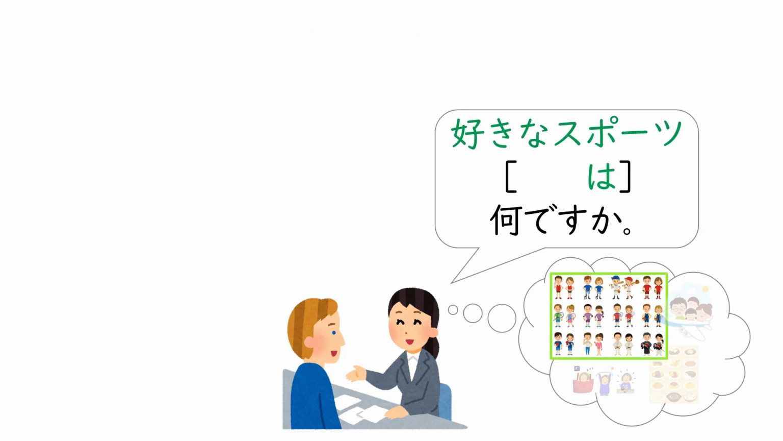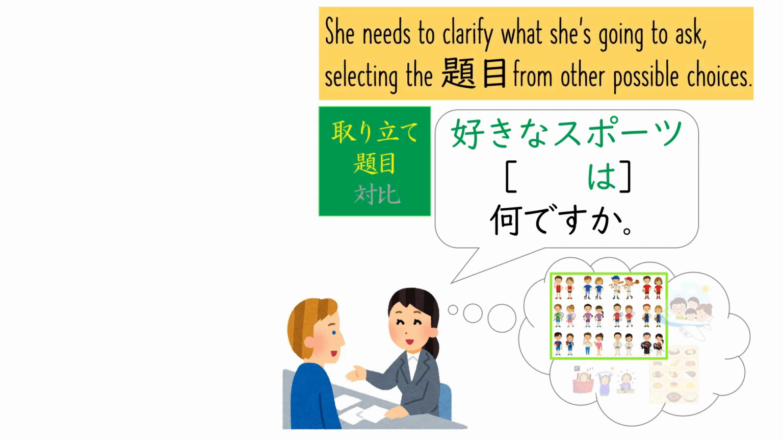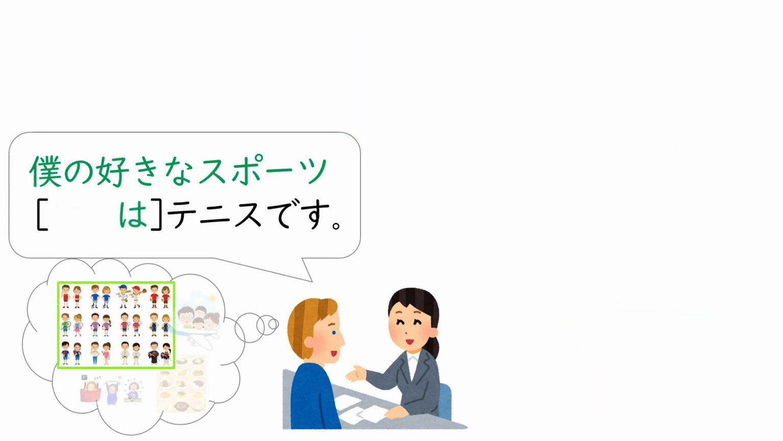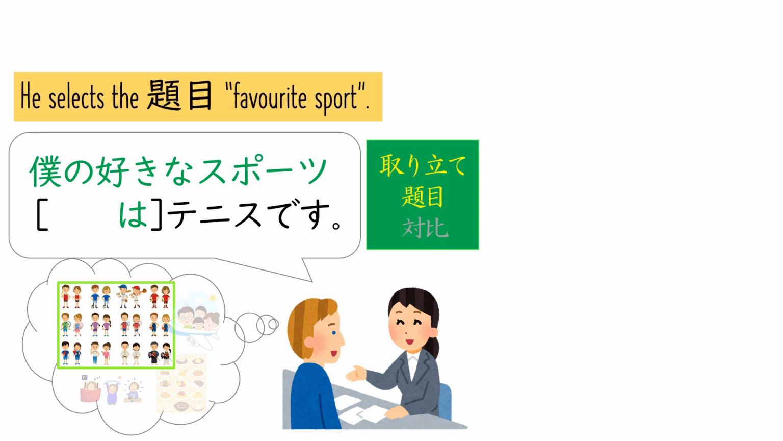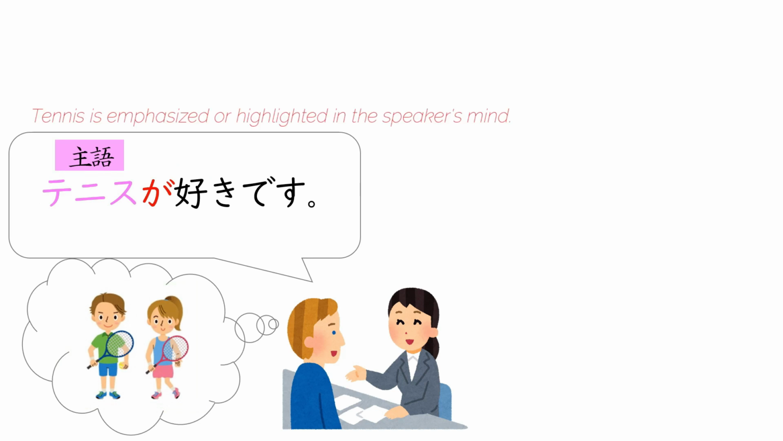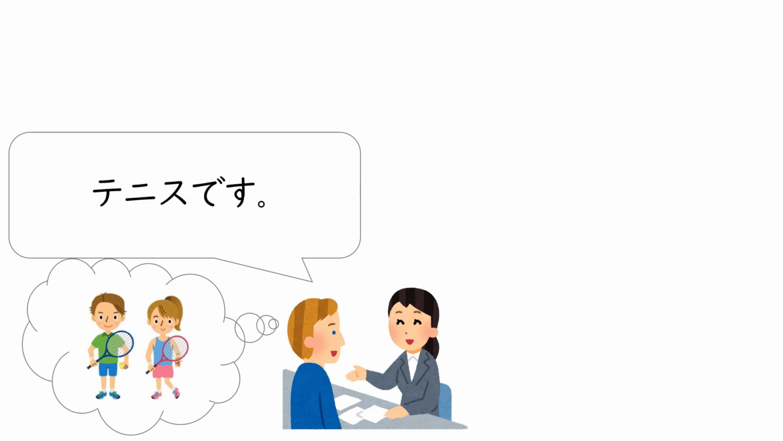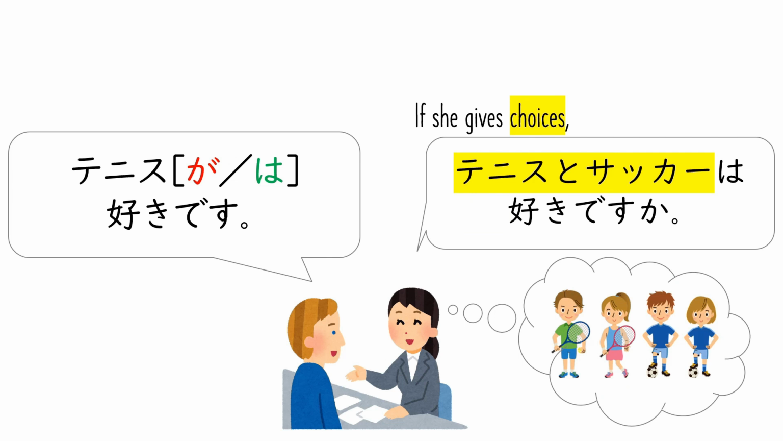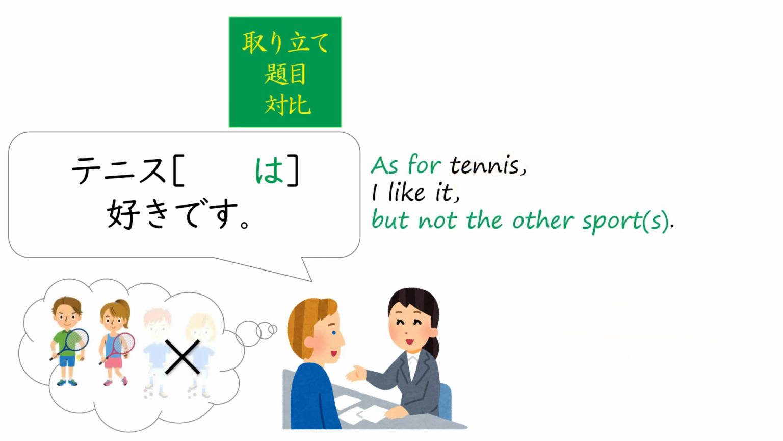好きなスポーツは何ですか？ She needs to clarify what she's going to ask, selecting the 題目 from other possible choices. 僕の好きなスポーツはテニスです。 He selects the 題目, favorite sport. He can answer テニスが好きです。 or simply テニスです。 If she gives choices, スポーツはどれも好きですか？ or テニスとサッカーは好きですか？ he could say テニスは好きです。 to express 対比.